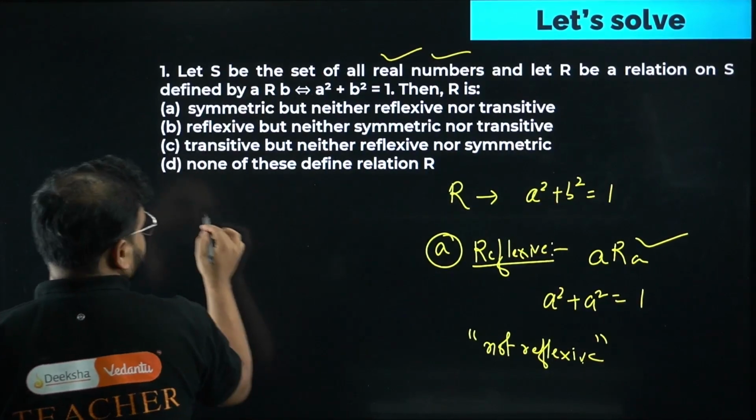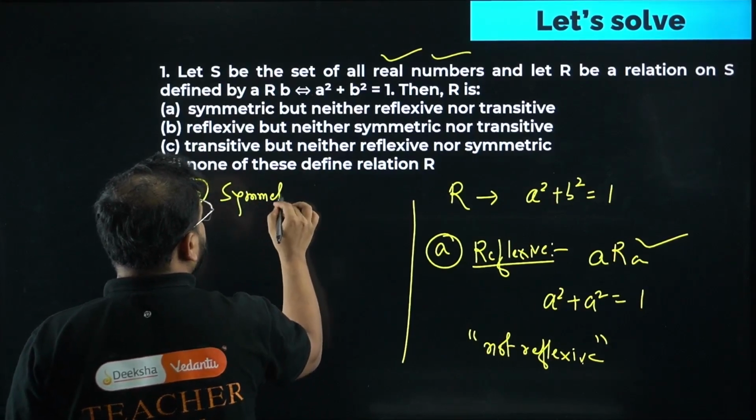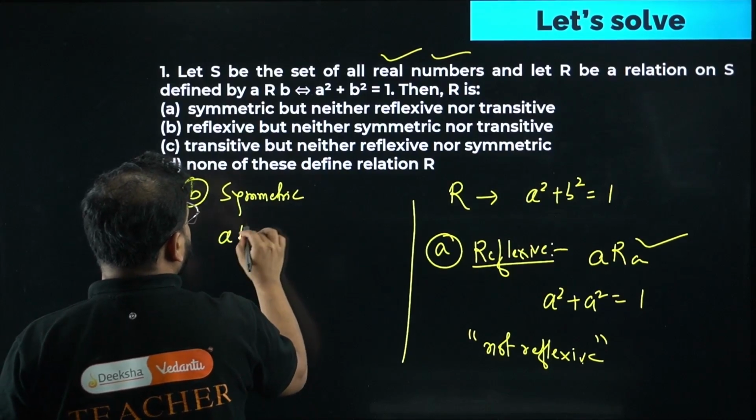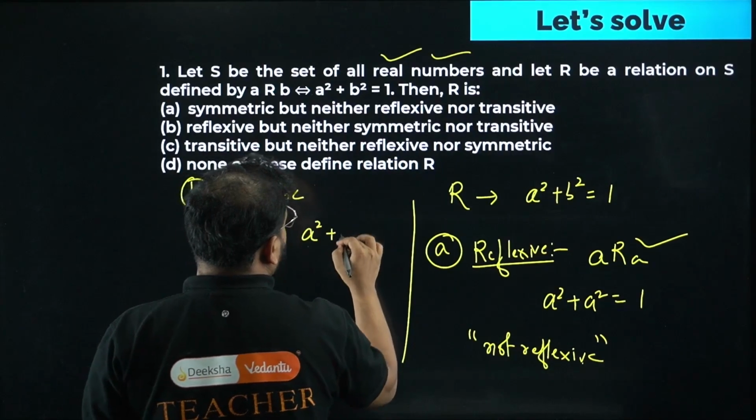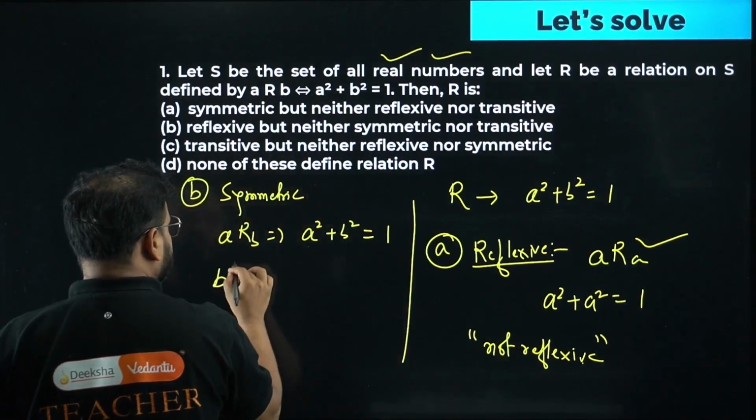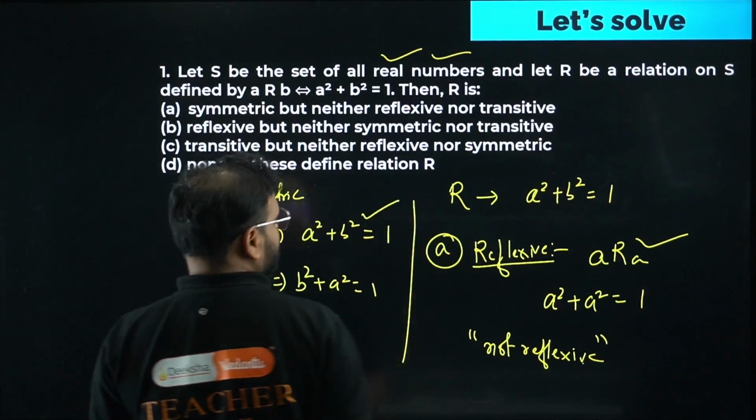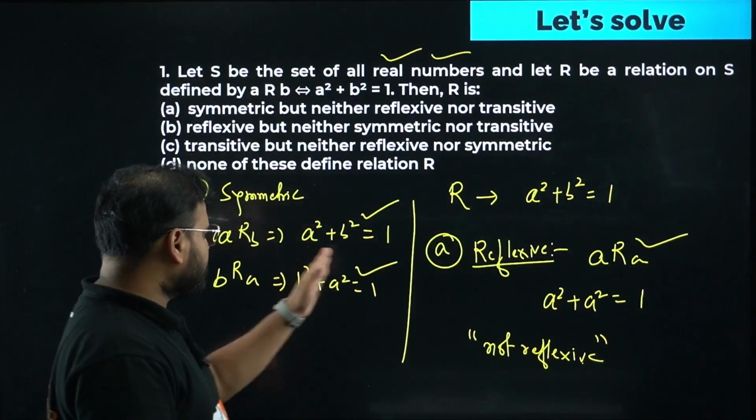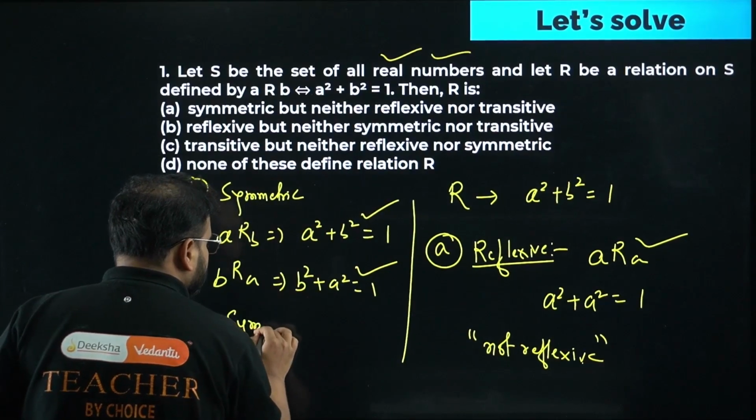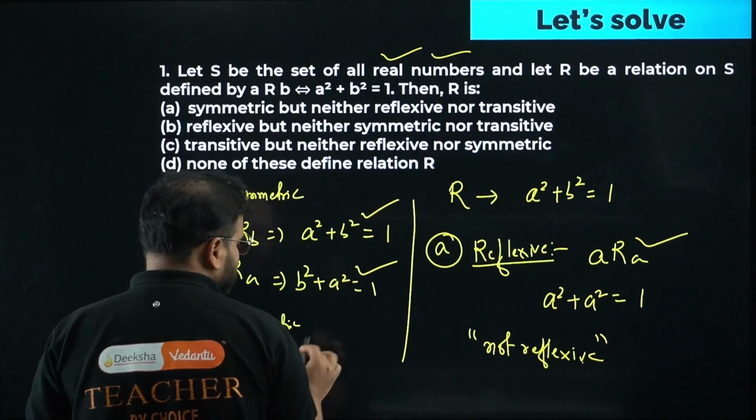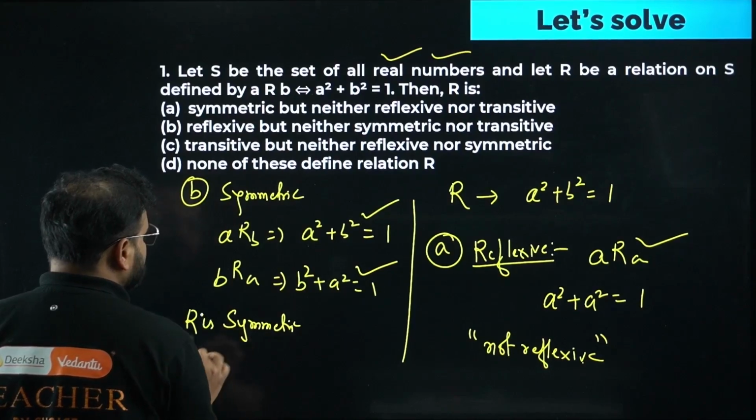What are we looking for now? Symmetric. Please check symmetric relation now. For symmetric, I should have (A, B), which means A square plus B square equals to 1. And if I take (B, A), this time I get B square plus A square equals to 1. If this is true, this also has to be true. If A square plus B square is 1, it means even B square plus A square is 1. So relation R is a symmetric relation.